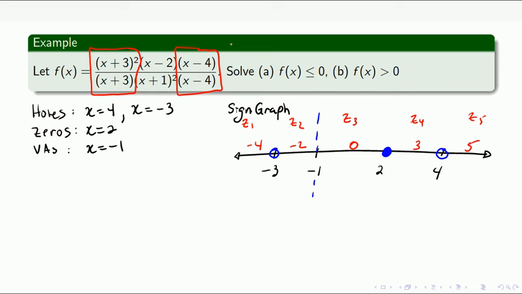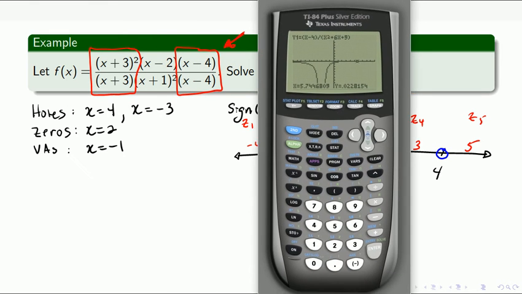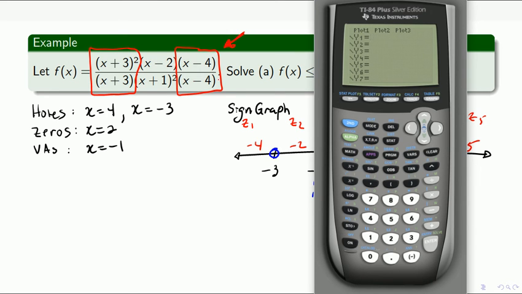I'm going to plug each of these into my function and determine whether the function is positive or negative there. You can do this by hand if you really want to, but I'm going to cheat a little bit and use my graphing calculator just for the sake of time. I'm going to graph this function: (x plus 3) squared times (x minus 2) times (x minus 4), divided by (x plus 3) times (x plus 1) squared times (x minus 4). And I'm going to use my table to identify the y values.